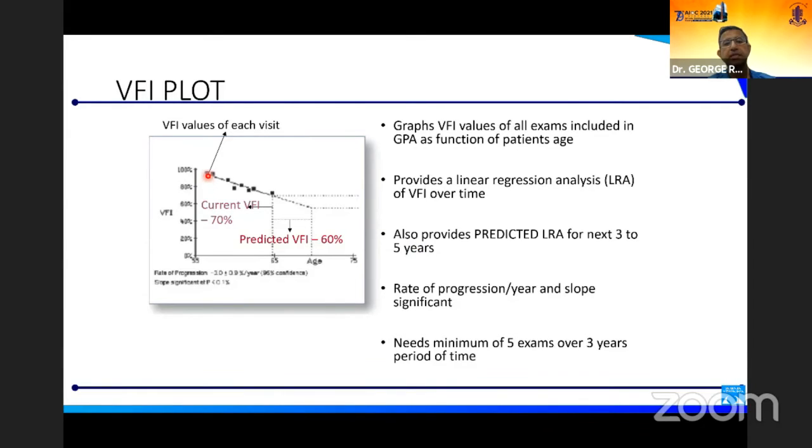So the VFI basically plots the VFI value at each visit, and then it predicts this over a 5-year period. This is again done by linear regression, and it will give you a value here. Here it is -3 plus minus 0.9 decibels per year, 0.9% per year with 95% confidence intervals. But you need at least 5 exams over a 3-year period of time to accurately predict this.